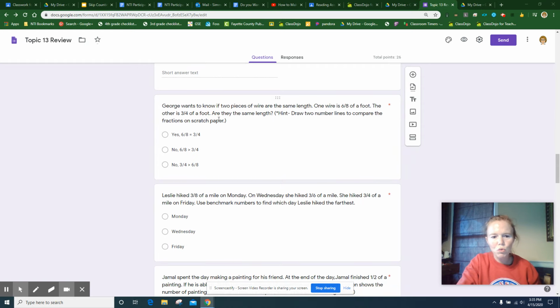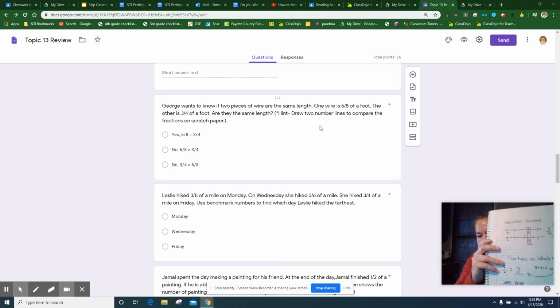George. It says, George wants to know if 2 pieces of wire are the same length. So he's wanting to know if they are equivalent. It says one wire is 6/8 of a foot. The other is 3/4 of a foot. Are they the same length? And my hint is to draw two number lines to compare the fractions on scratch paper. So this is how I did that.